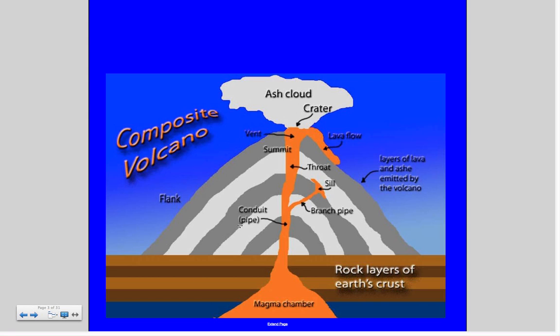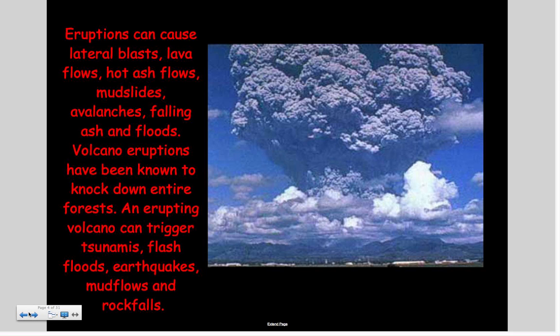So here's a composite volcano. This is where the ash comes out of the top and layers of rock and debris build up over time. Eruptions can happen vertically, which means up and down, like latitudes. They can also happen outwards. When the lava blows and ash flows out through the top, these can cause mudslides, which is usually just mud moving really quickly down the mountain. It can cause avalanches of rock and then flash floods.